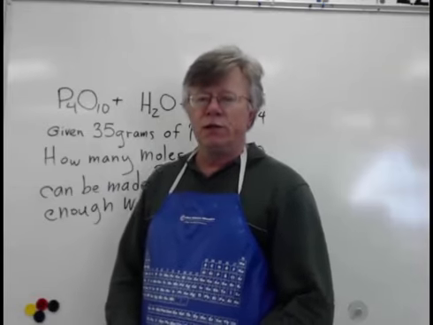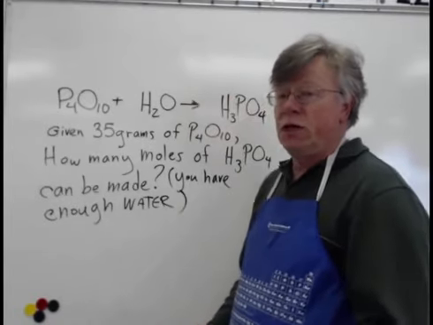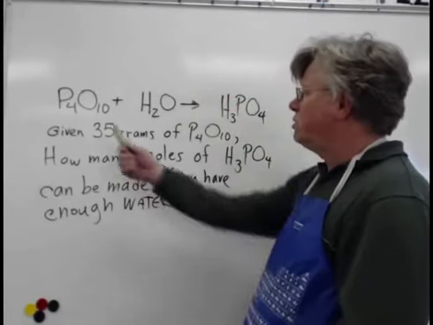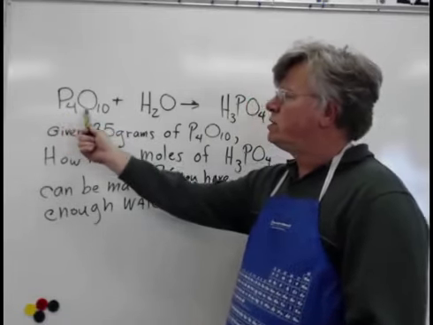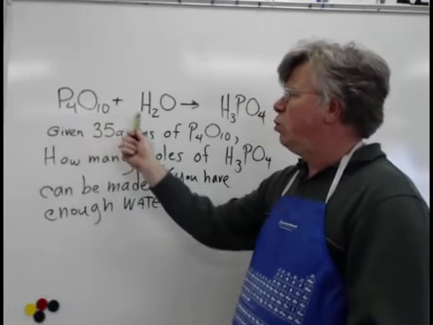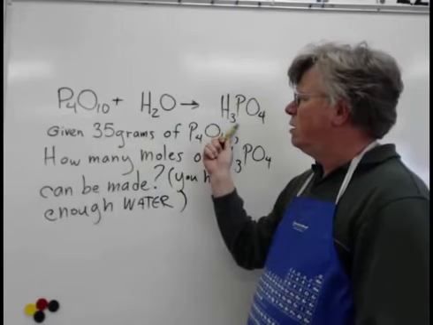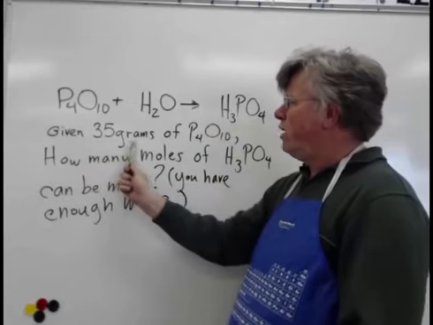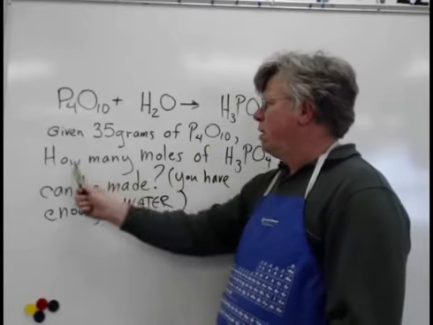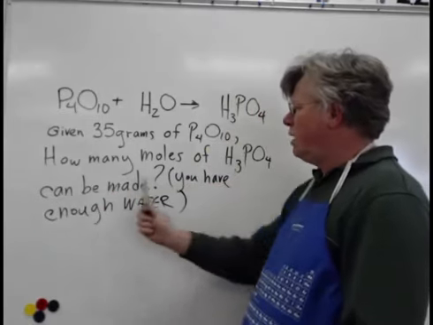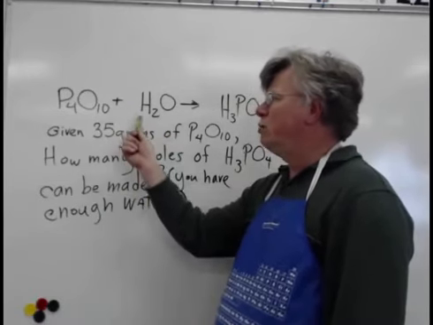Let's look at a problem that's a little more complicated. We have to do this problem in 2 steps. So here's a reaction between tetraphosphorus decaoxide and water, which makes phosphoric acid. The problem reads: given 35 grams of tetraphosphorus decaoxide, how many moles of phosphoric acid can be made? And you have to specify that you're not going to run out of water. You have plenty of water.